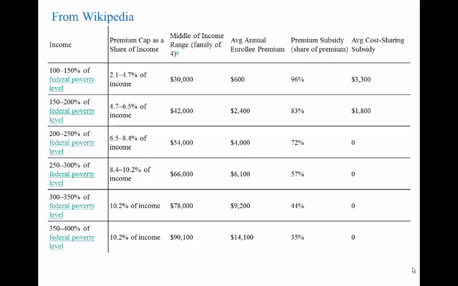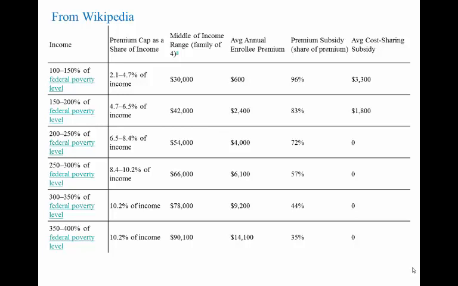So these are numbers taken from Wikipedia. What you've got here are different levels of income from 100% of the poverty level to 400% of the poverty level. For each of those income bands, there is a subsidy that is available to you. So 96% of your healthcare costs or your health insurance premiums will be subsidized by the federal government if you make between 100 and 150% of the poverty level.